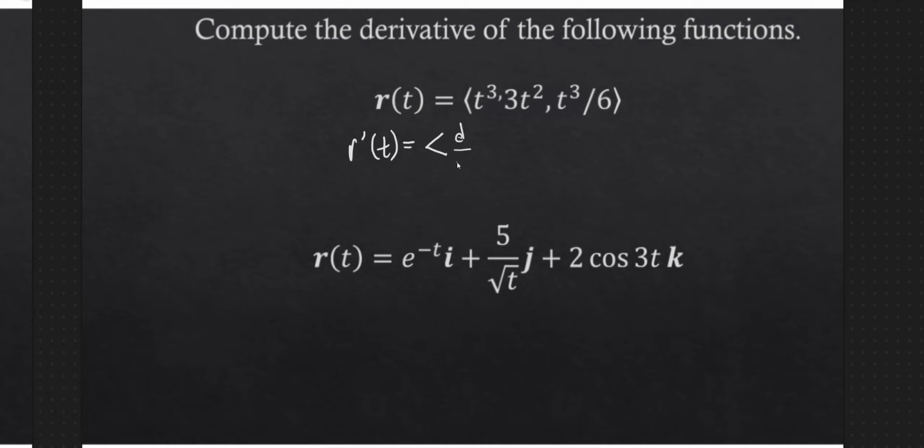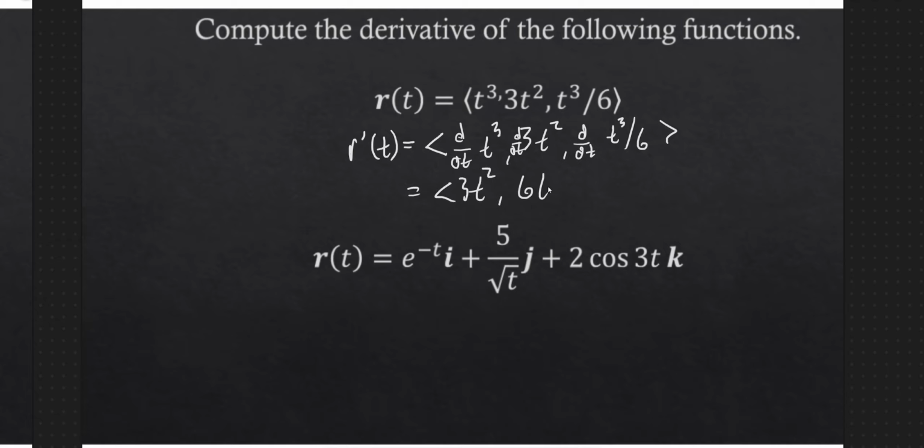So I can think of it like this. Derivative with respect to t of t cubed, if I want to write it out like this. You don't have to. And then derivative with respect to t of 3t squared, and derivative with respect to t of t cubed over 6. That's really what we're doing. And so I get out 3t squared and then 6t.